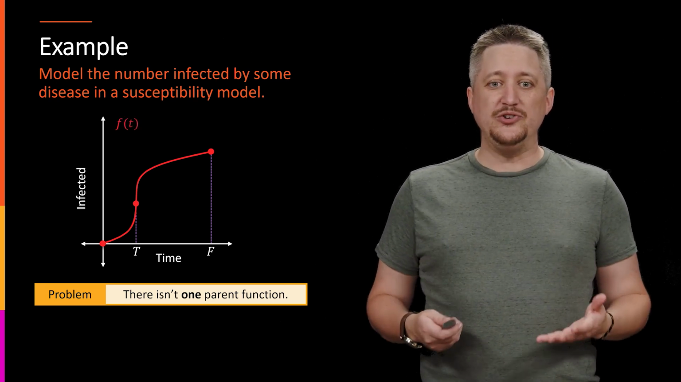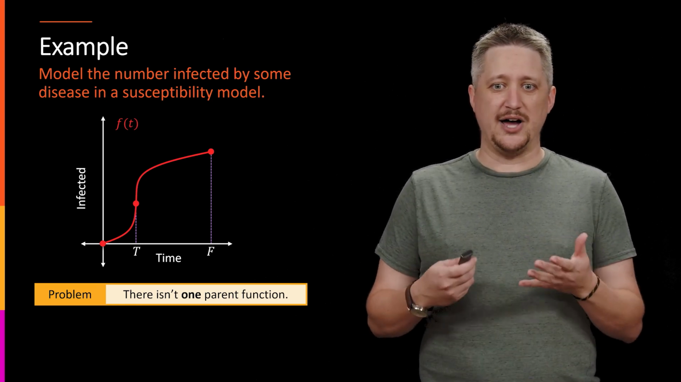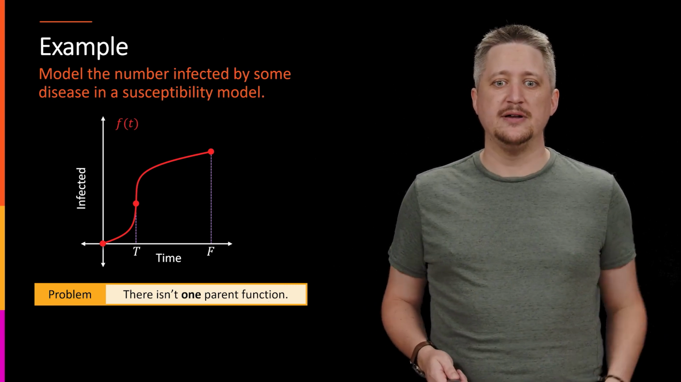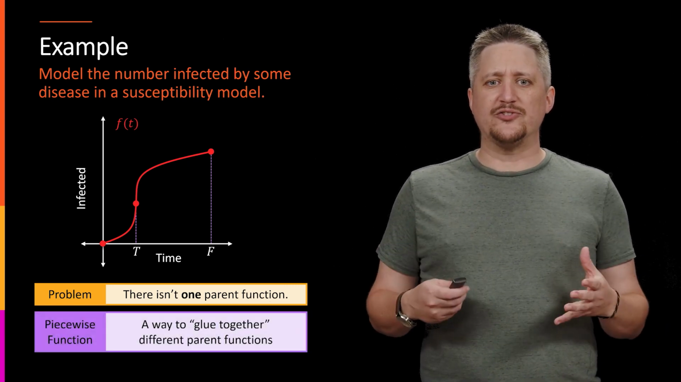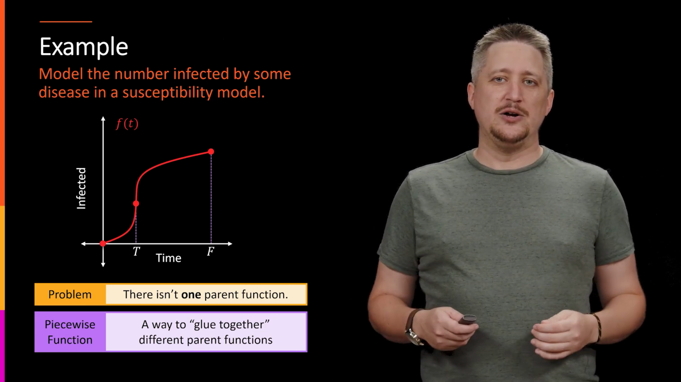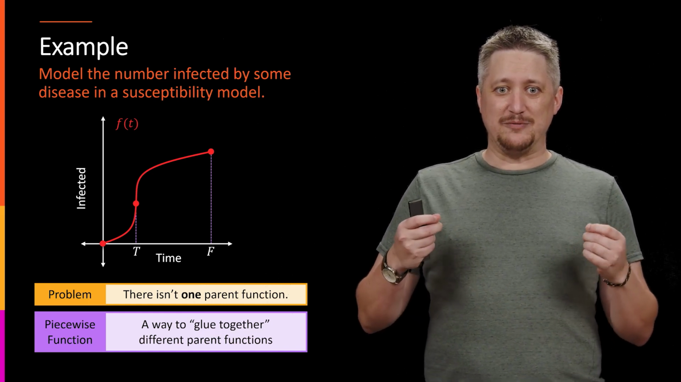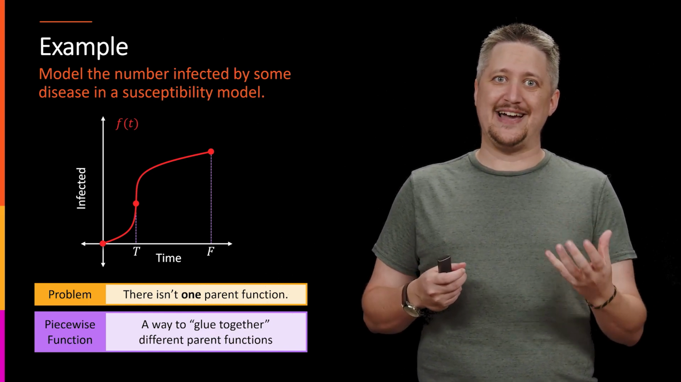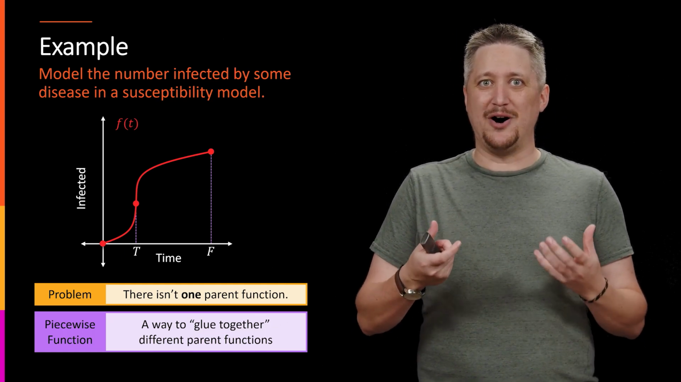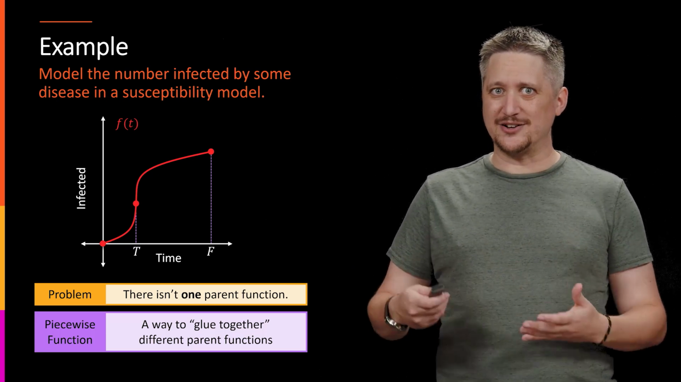So what do we do about that situation? What do we do when we have not one parent function, but maybe 2 or 3 or 4 different behaviors that are occurring? Well, if we want to make this thing a function, we want to say this is f of t, we need some way of gluing together these different parent functions, the different moments, the pre-action taken and post-action taken representative models. And to do that, that's where this piecewise idea comes in.